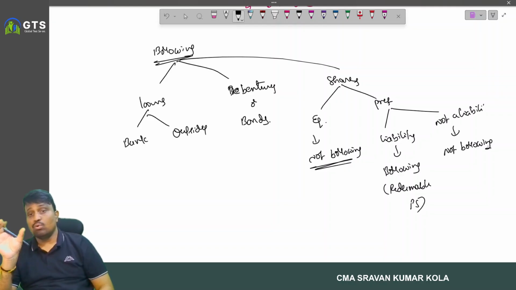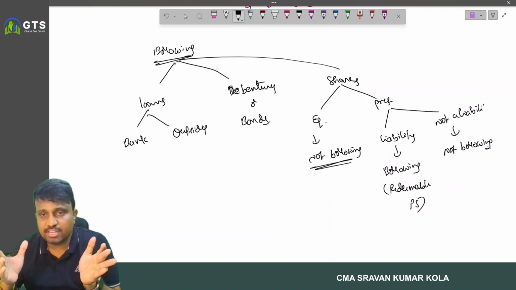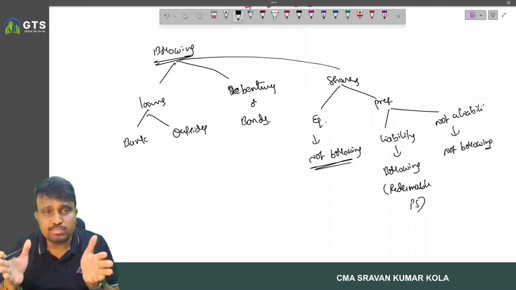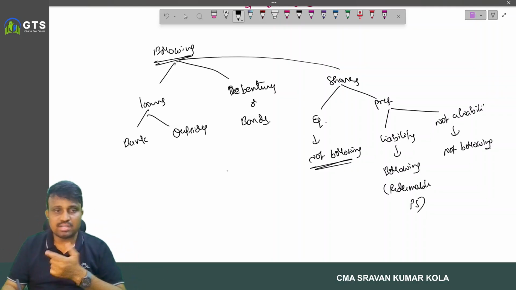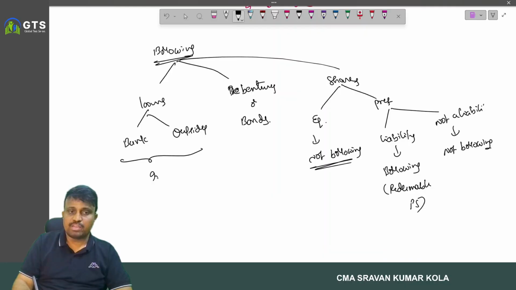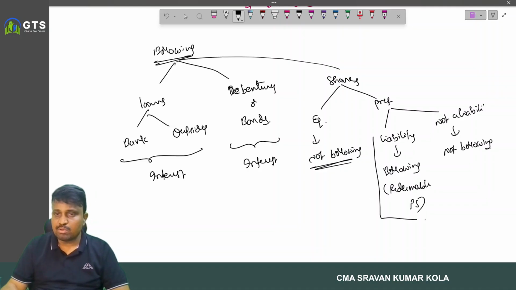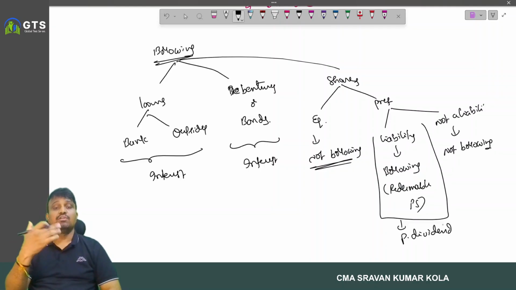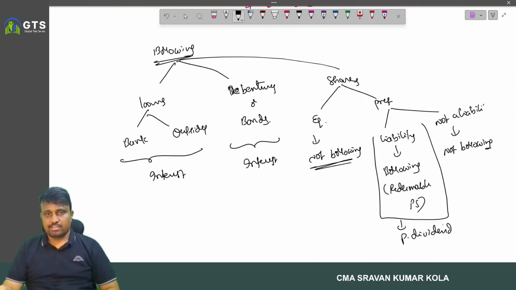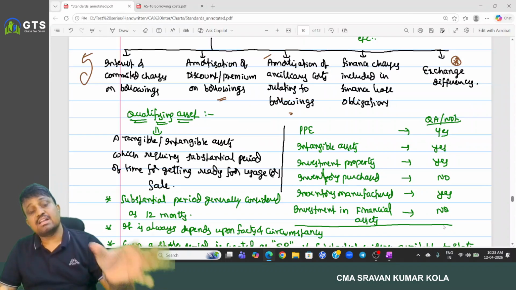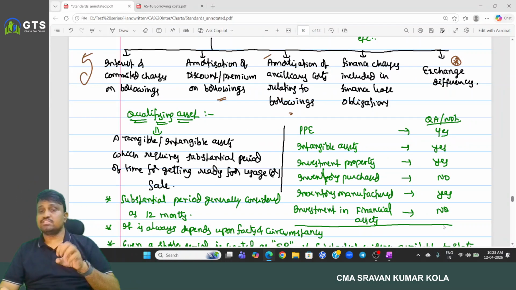But in case of shares, only preferences which are in the form of liability are considered. These are all treated as borrowing. In relation to these borrowings, whatever cost we incur, in case of loans we are paying interest, in case of debentures also interest, and in case of redeemable preferences we are paying preference dividend. These are all treated as borrowing cost: interest and other committed cost incurred at the time of raising the borrowing.